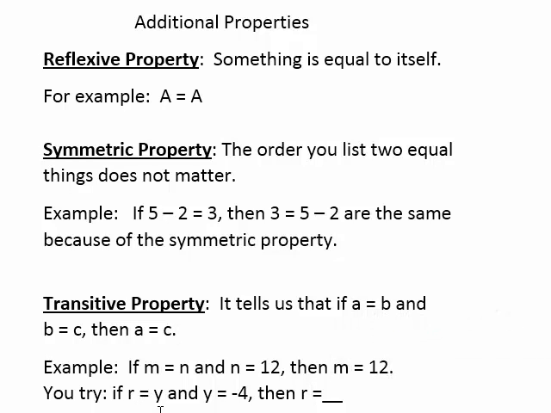So go ahead and try. If R is equal to Y and Y is equal to -4, what does R equal? In this case, R is equal to -4. Because R is equal to Y and Y equals -4, you can skip the Y's in the middle, basically, and say R is equal to -4.